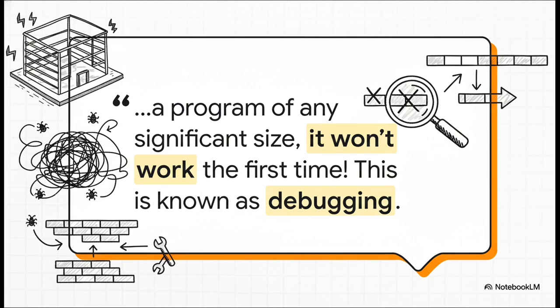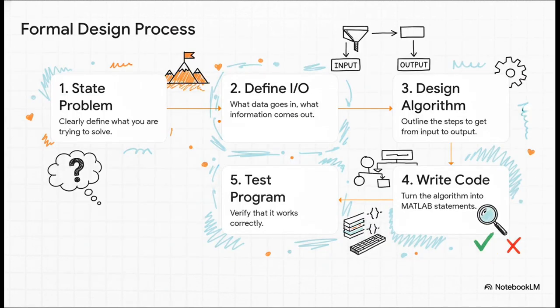The source text puts it perfectly. Errors or bugs are going to happen. The real skill is in the process of debugging, of systematically hunting down and squashing those bugs. And that's where having a formal process becomes your absolute best friend.